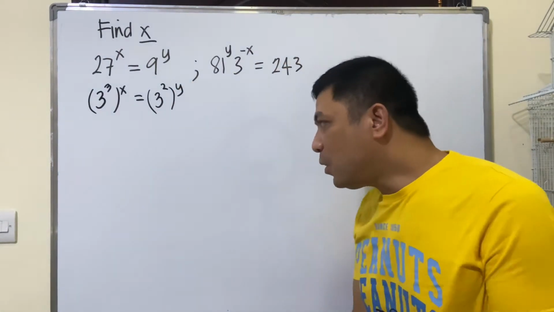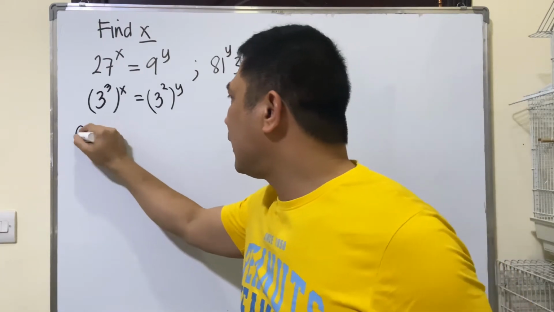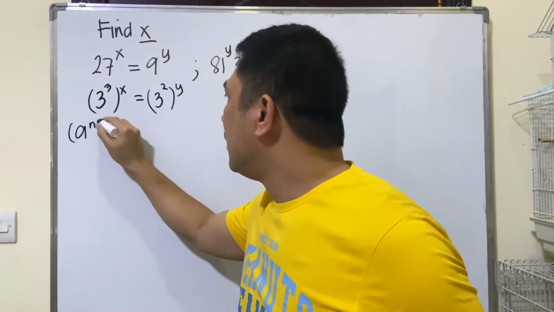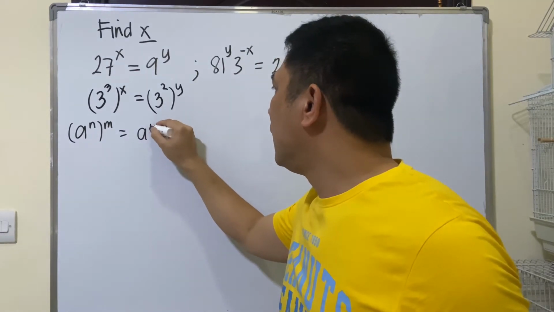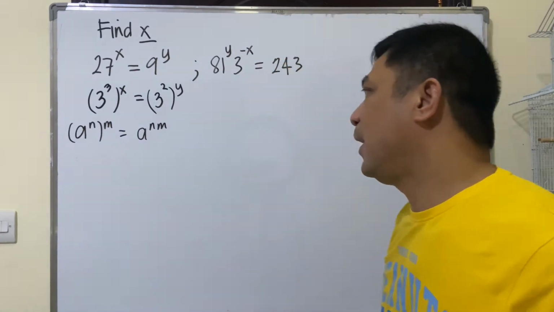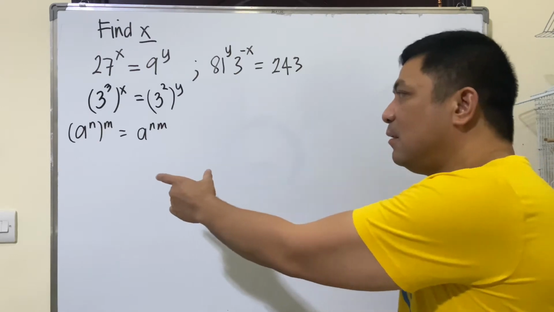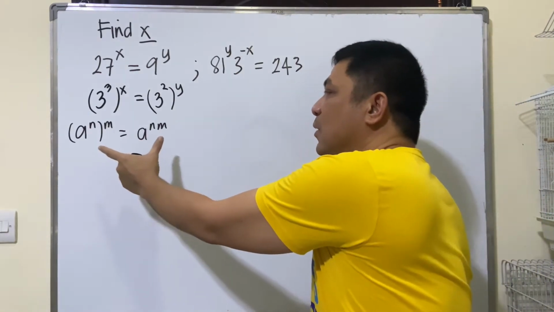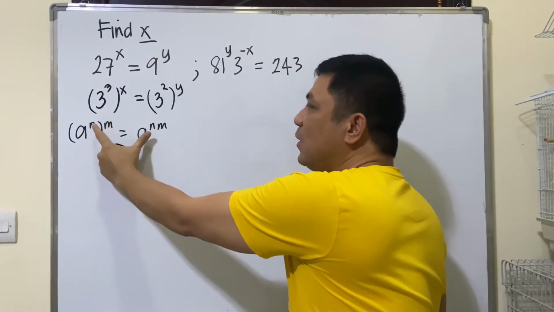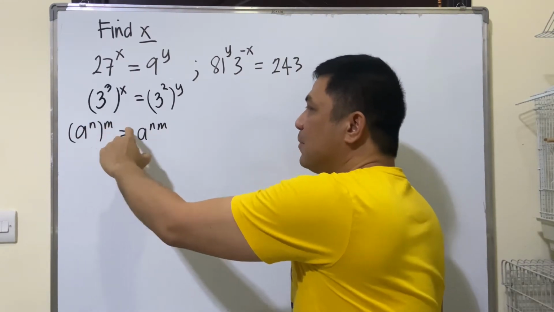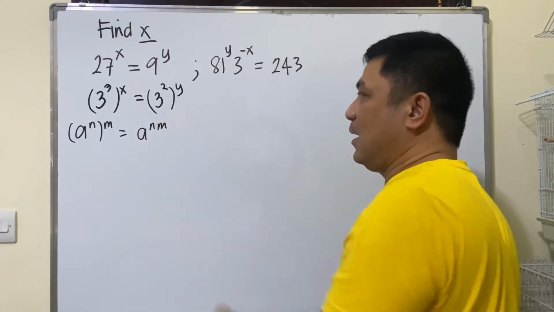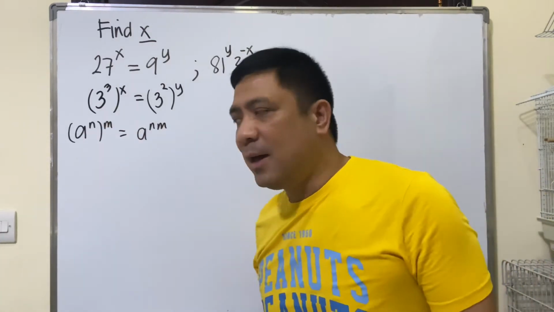Okay, so rule of exponents, again, if you have a raised to n, raised to m, this will be equal now to a raised to n times m. Again, a very important rule when you deal with exponents. So if you have a raised to n, and then raise it to m, that would be a raised to n times m. So you just have to multiply the exponents.